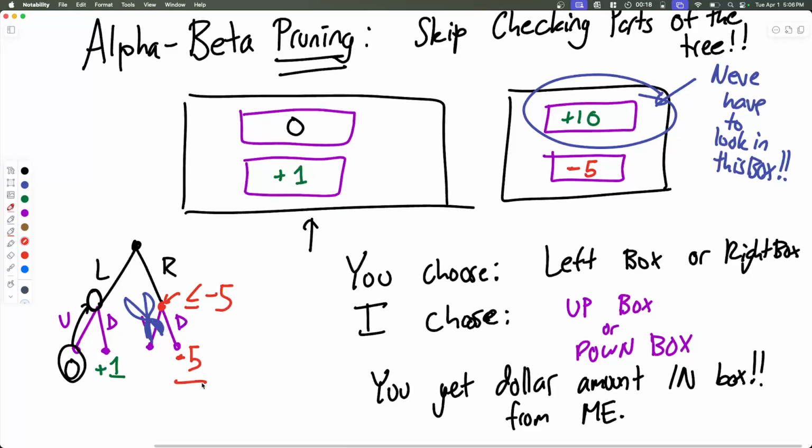Could be even worse than -5. But because this is less than or equal to -5, it's never going to be better than the left box, which was 0. So no matter what is here, it's never going to exceed the value that we already are thinking about. And so you can stop checking right there. And so this lets you narrow in on things a lot faster.